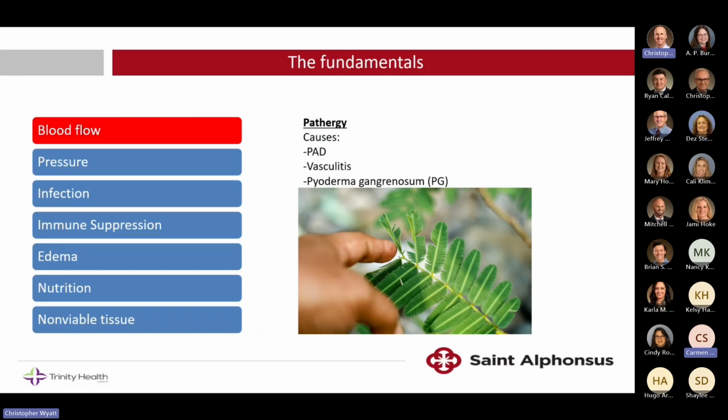Triggers for this: peripheral arterial disease is a classic one, almost all forms of vasculitis, and other conditions like pyoderma gangrenosum. A lot of times, that's how some of these, like the PG or vasculitis, are diagnosed. You'll debride it, and all of a sudden it is a lot worse. It's very humbling. The less that you do, the better the patient does with it.